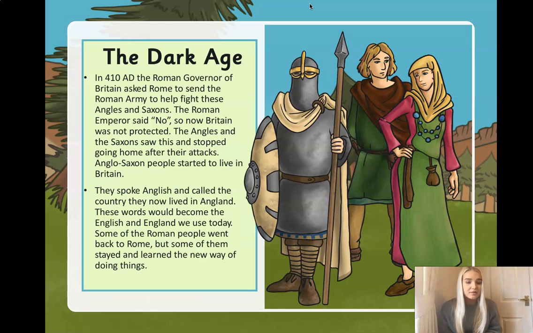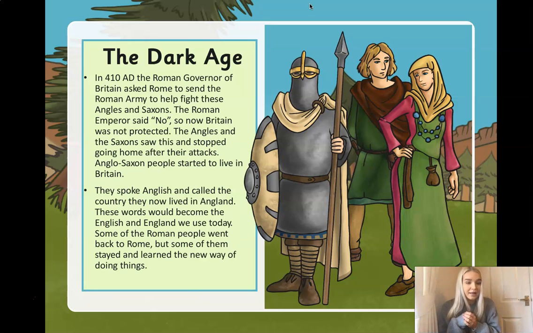And the Angles and Saxons saw this as a great opportunity to stop going home, because we know they'd sail over from Germany, steal their valuables, steal their people, come back to Germany, sail over the sea, but this time they stopped doing that because they knew that no one would try and stop them. So they started to live in Britain. And this is when the Angles and the Saxons, the two groups, joined together to become the Anglo Saxons. And that's where they came from. And they started to live in Britain.